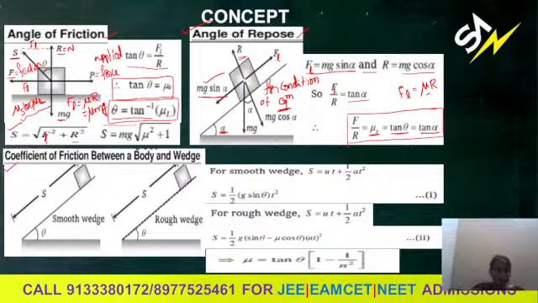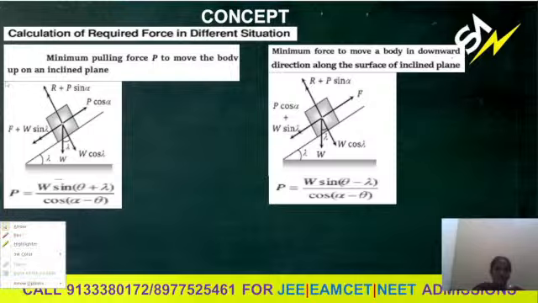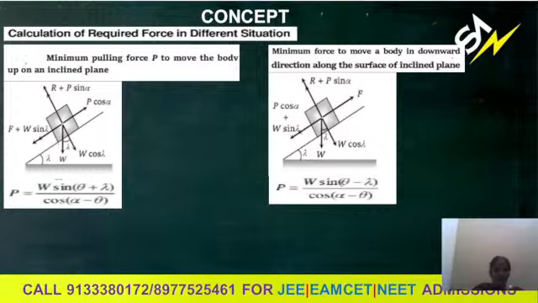Here I have given the coefficient of friction between a body and a wedge. To understand this, let us first find the acceleration when objects are on inclined surfaces. Again I come to this slide. Let us check the next concept. Now we are going to calculate the required force in different situations. Here we are given the situations.